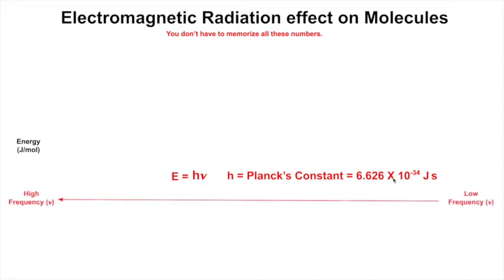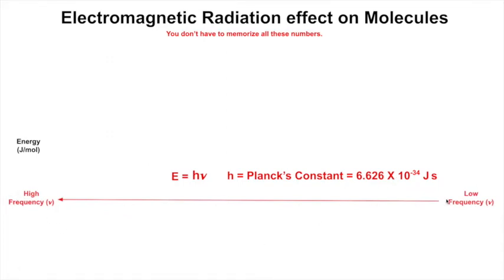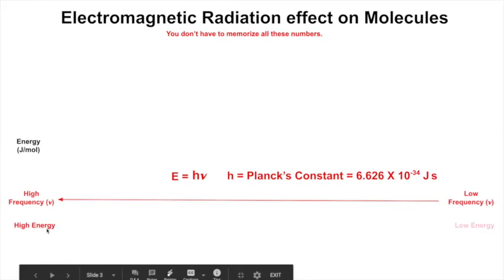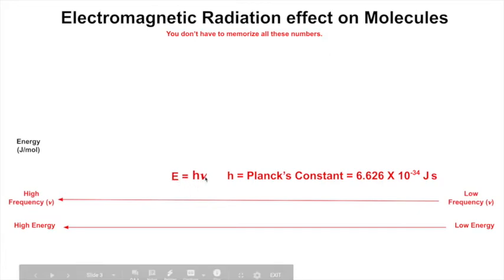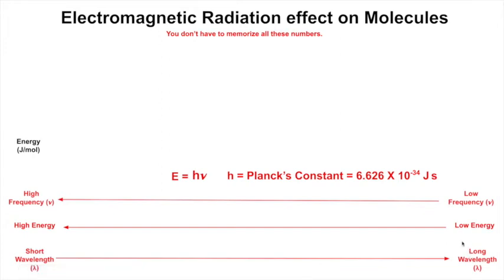All right, so as we saw, I had the higher frequency on the left, lower on the right, and that means the energy is going to be higher on the left and lower on the right, because energy and frequency are directly proportional. So higher energy electromagnetic radiation has a higher frequency. And the wavelength's the odd one, it's inversely proportional. So the highest energy electromagnetic radiation is the shortest wavelength.